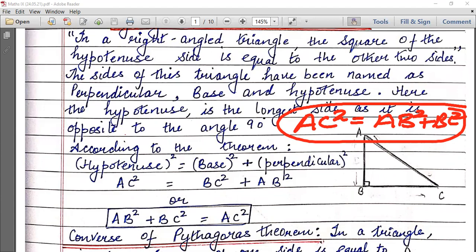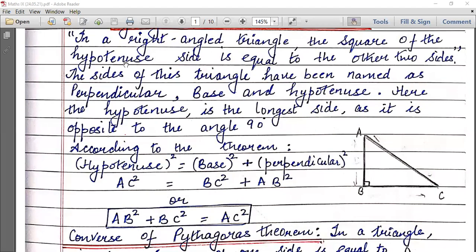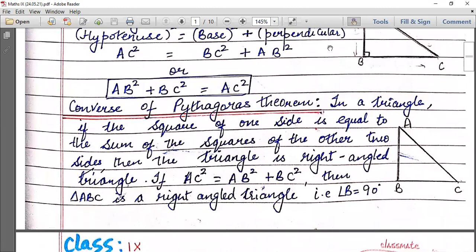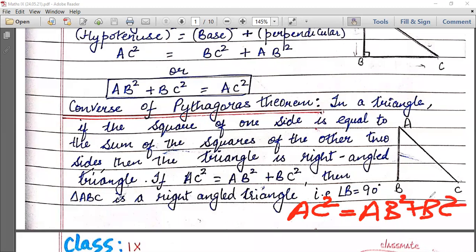Is it clear, children? Now let's read the converse. Converse means reverse. So now, children, if in a question it is given that the square of one side is equal to the sum of the squares of the other two sides, then the triangle is a right angled triangle. Okay, let's understand with the help of this figure. This is a triangle ABC, and suppose it is given that AC square is equal to AB square plus BC square. It is already given.